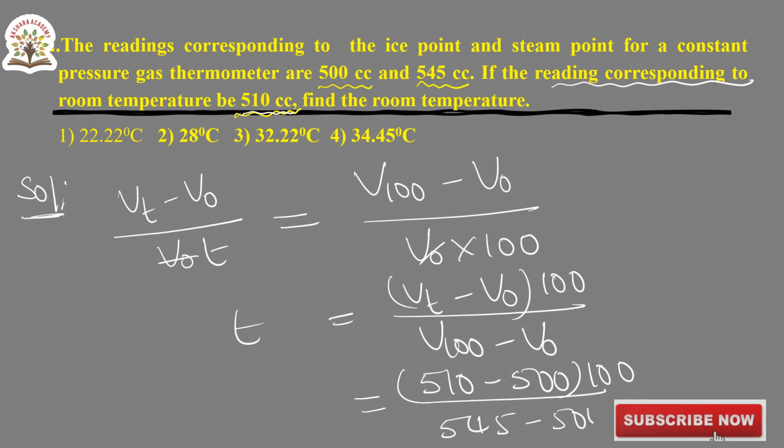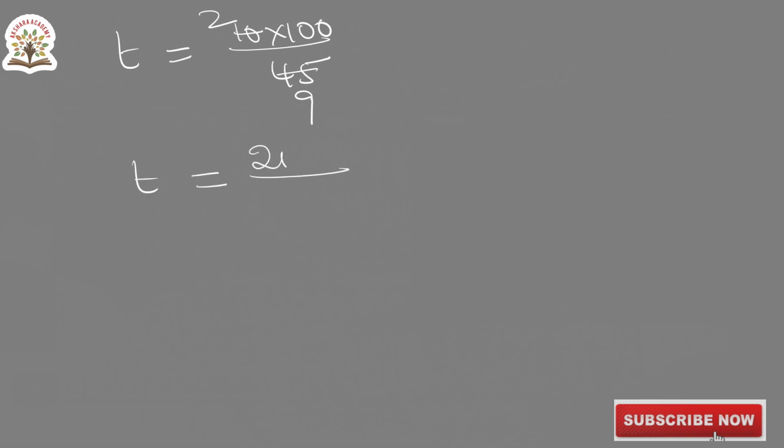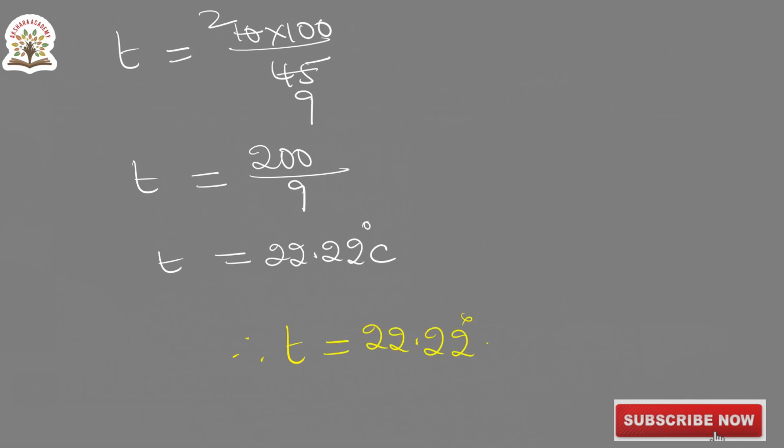So now T is equal to (510 minus 500) which is 10, into 100 by (545 minus 500) which is 45. So here 5 twos are 10, 5 nines are 45. So T is equals to 2 into 100, 200 by 9. After division we are getting 22.22 degree centigrade. So therefore temperature is 22.22 degree centigrade. This is the final answer.